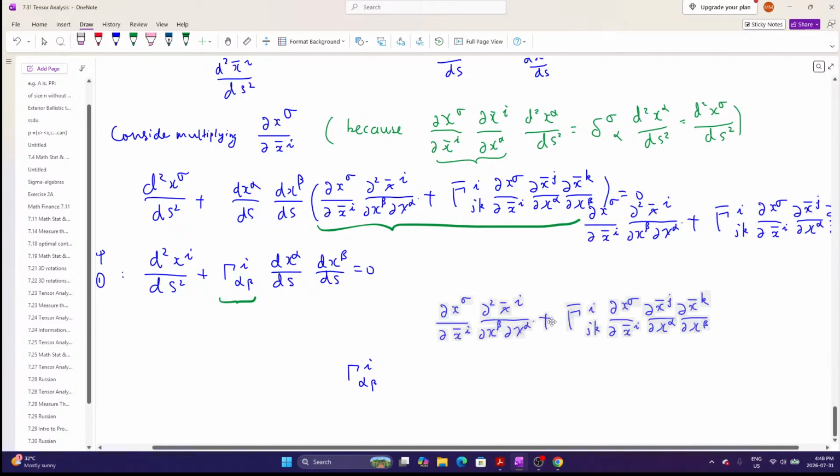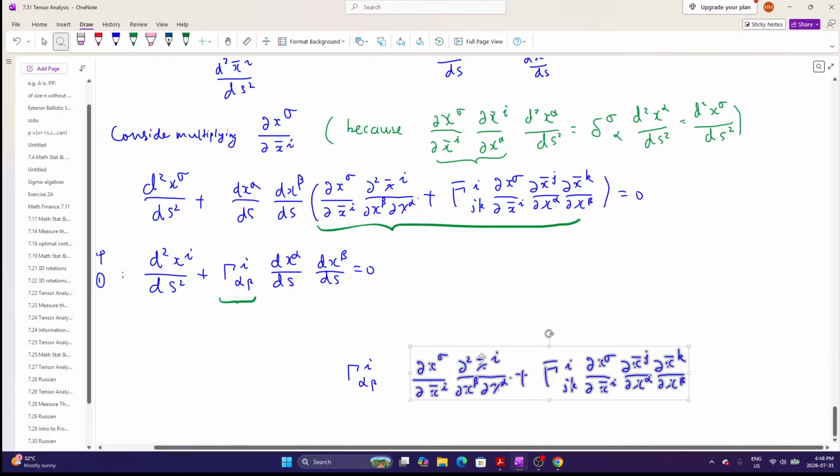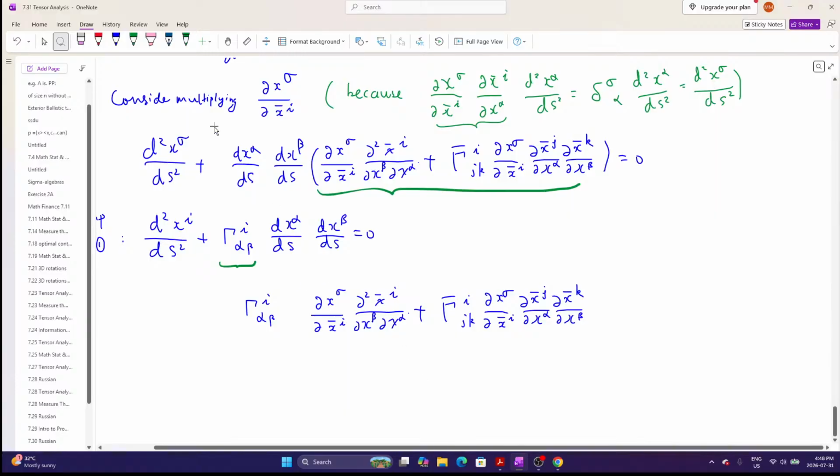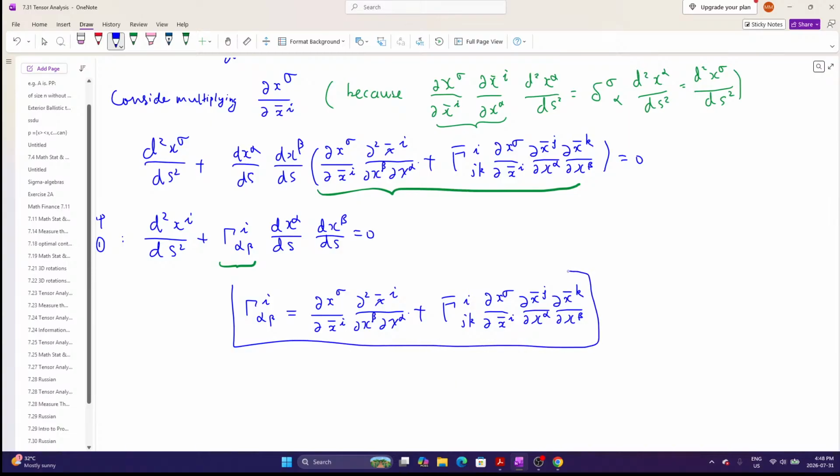So it is now absolutely crystal clear that the Christoffel symbol is not a tensor. If it were a tensor, then the first term would be 0, and there is no guarantee of that. So this is the transformation law that the Christoffel symbol satisfies. Because of the first term, without the first term, it would be a tensor.